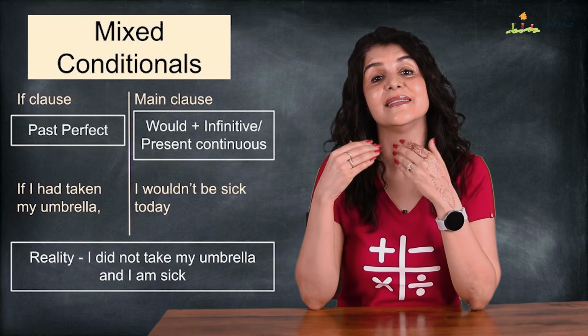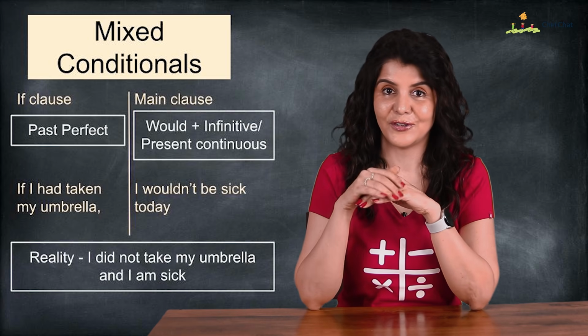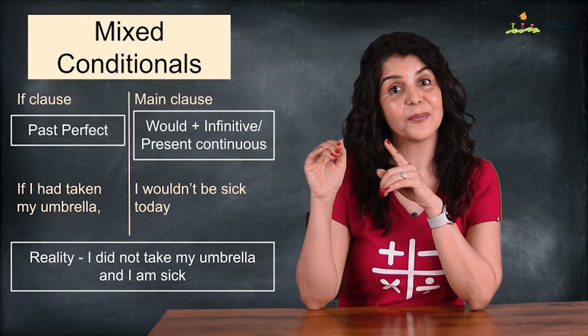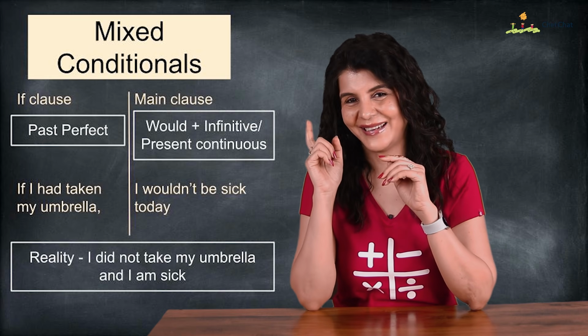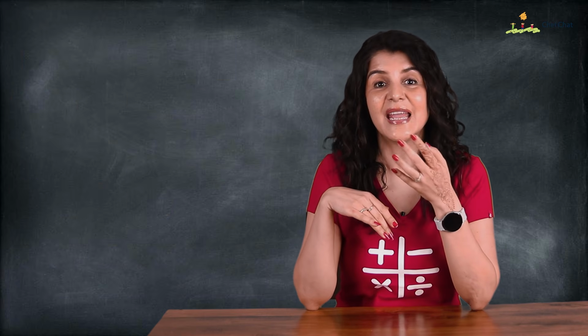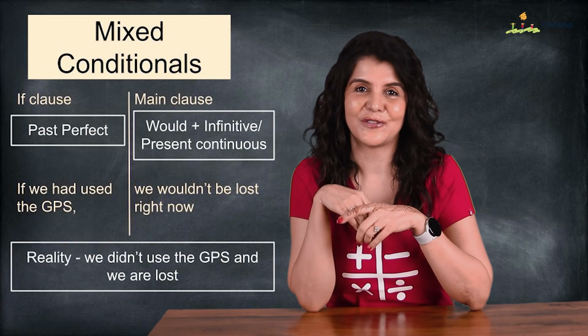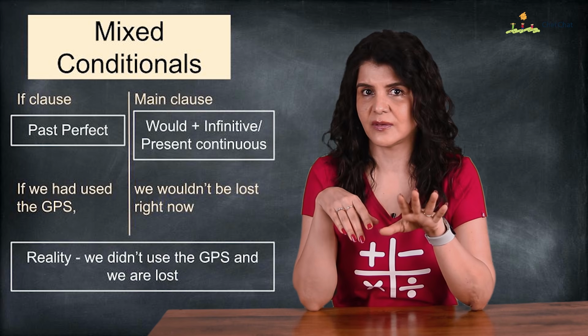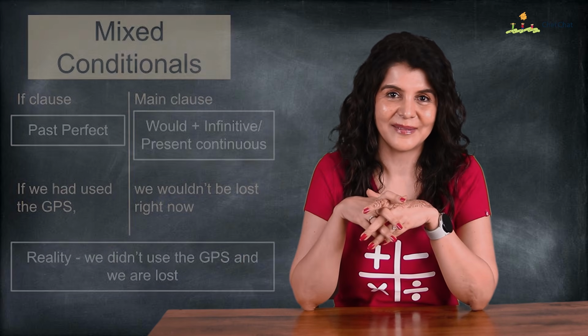If I had taken my umbrella, I wouldn't be sick today. The if clause is from the third conditional and the main clause from the second conditional. You're repenting over a past situation. If we had used the GPS, we wouldn't be lost right now. In reality, we are lost and we are just regretting our decision of not using the GPS.